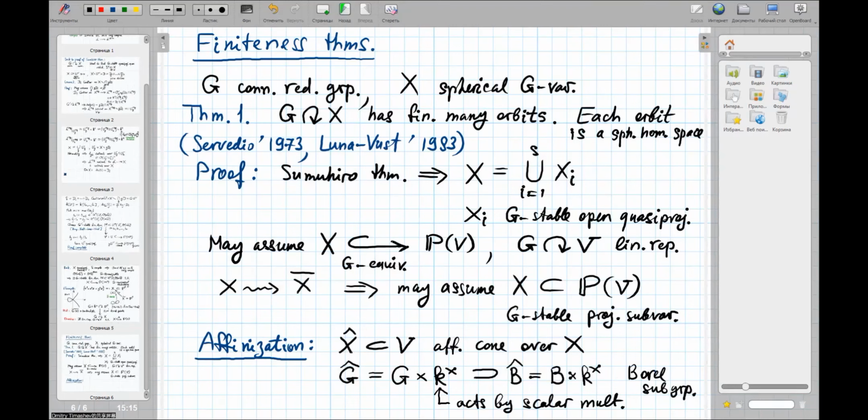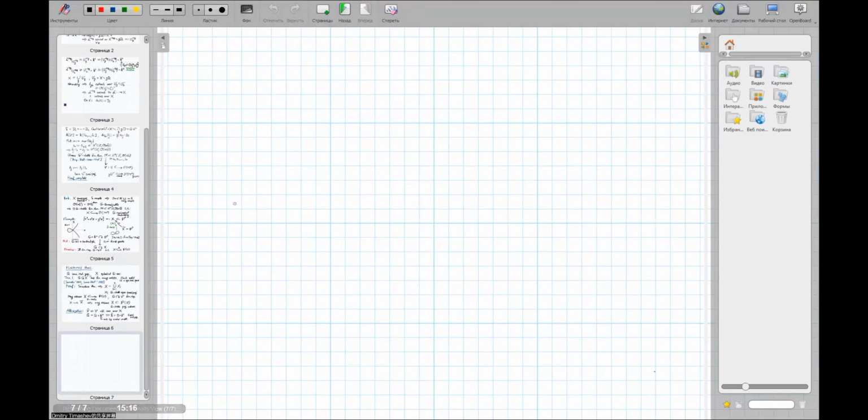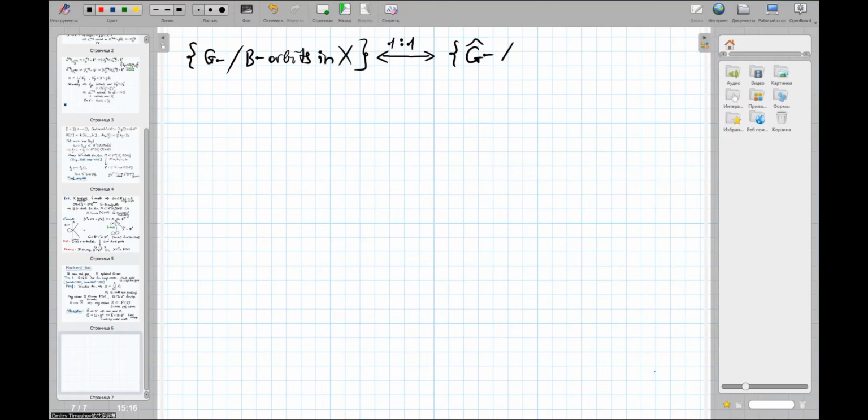Okay. Now, an observation, which is almost obvious, if you think a little bit about it, is that the set of G orbits or B orbits in X is in one-to-one correspondence with the set of G hat orbits or B hat orbits in X hat.